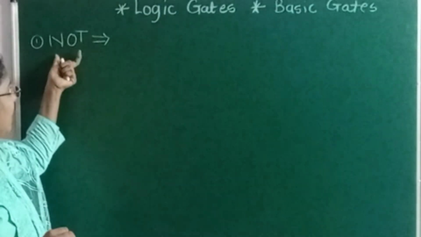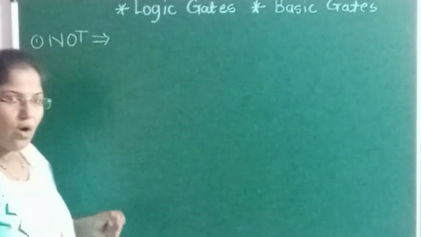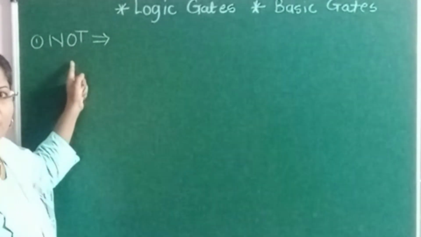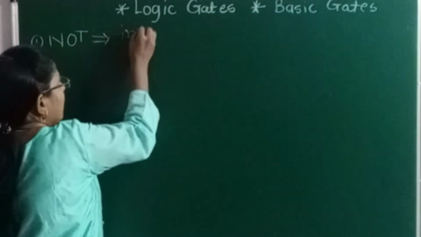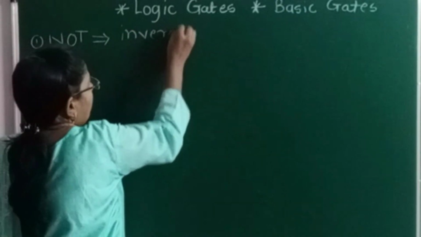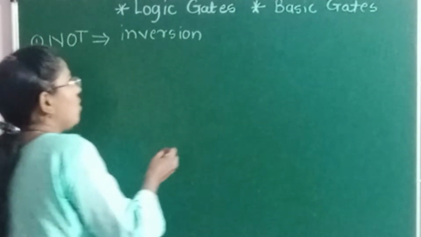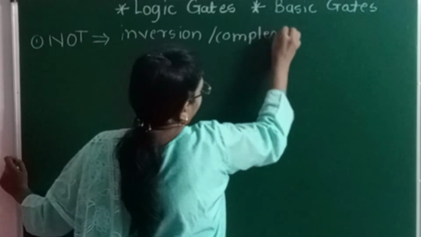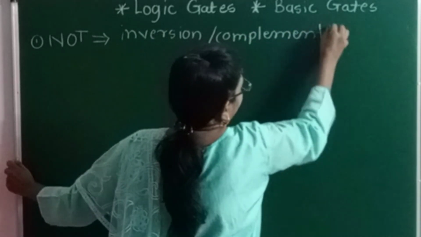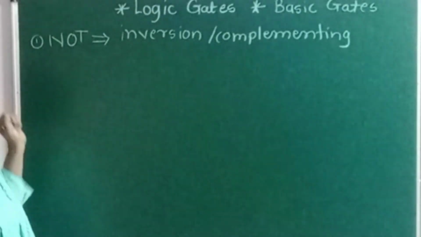So NOT gate is used to take the complement of the input, or it is used for the inversion process also. So here I will write inversion. So this is the operation that is performed by the NOT gate. We can call it as the complementing also. Complementing the input. So this is the operation which is performed by the NOT gate.